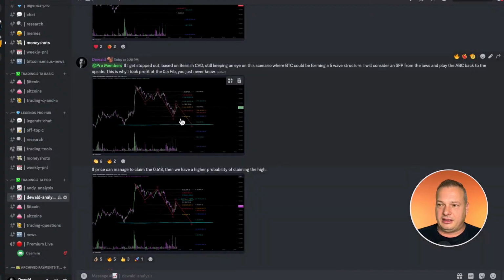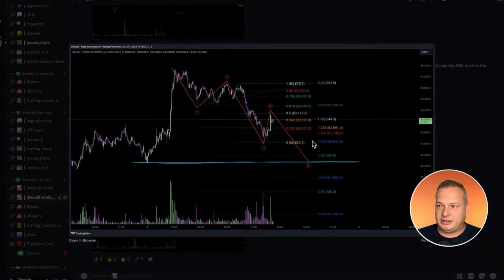And yeah, here was that 5-wave structure that I highlighted to say this is why I took profits here by the 50% Fib level. Okay, because you just never know if you're going to get a fifth wave to the downside. You want to see a 3-wave corrective structure. We've hit the maximum target for a 3-wave structure here to the downside.